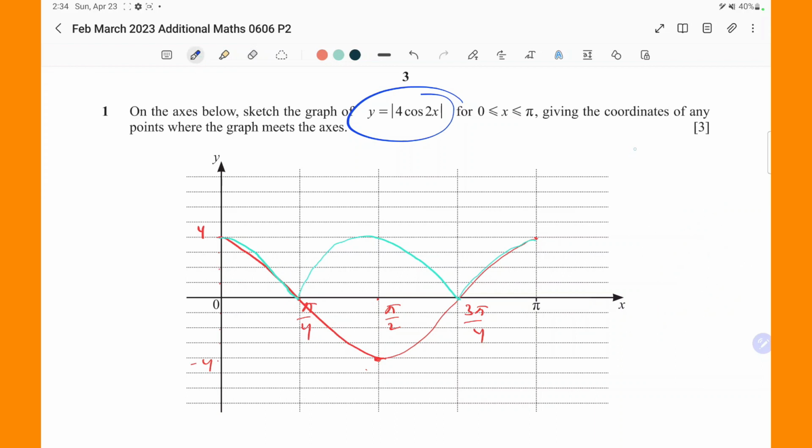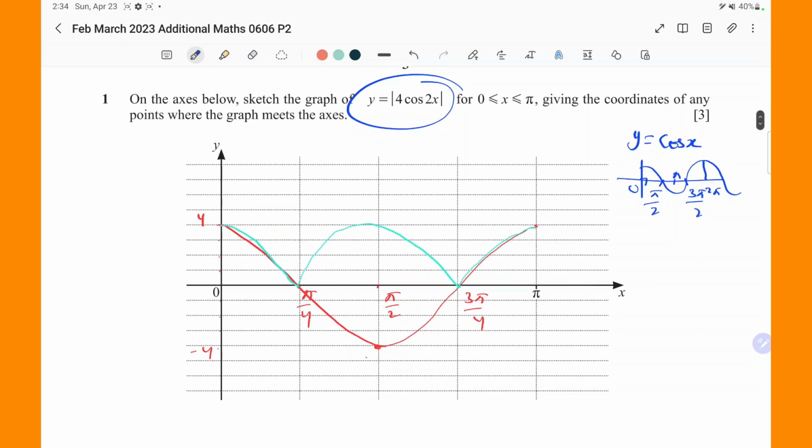Please check. First of all, we should try to draw y equals cos x. Okay, so the y equals cos x graph is this. This is 0, this is pi over 2, this is pi, this is 3 pi over 2, and this is 2 pi. This is y equals cos x only.